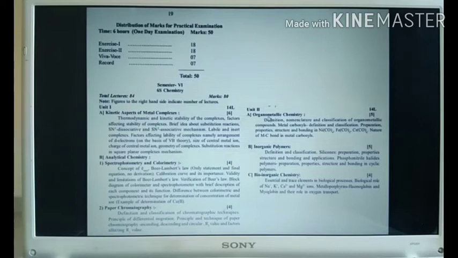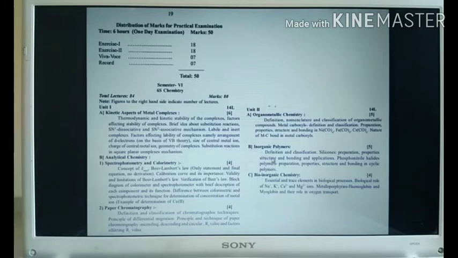Now unit 2 again comprises 3 parts: organometallic chemistry, inorganic polymers, and bioinorganic chemistry. The definition and nomenclature of organometallic compounds. In this unit we will discuss some metal carbonyls and the structure and bonding in metal carbonyls, like nickel carbonyls, iron carbonyls and chromium carbonyls, and the structure and bonding of these carbonyl compounds.